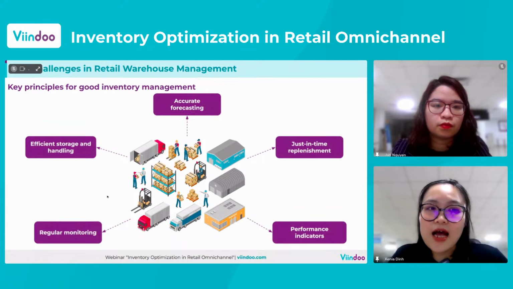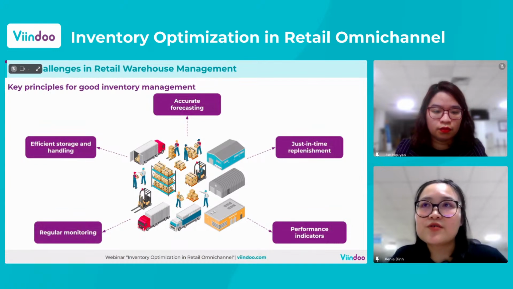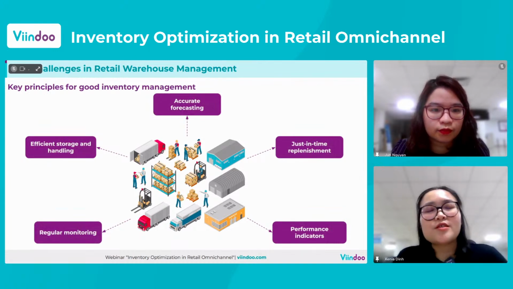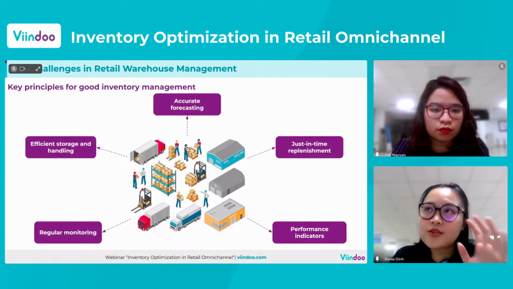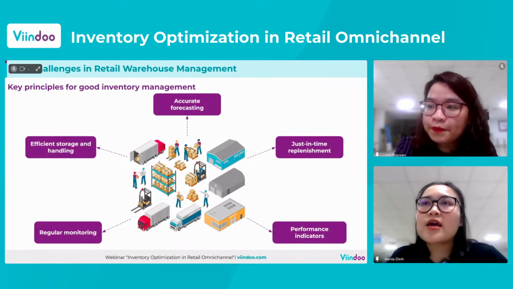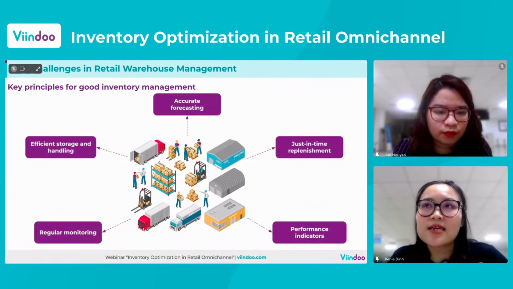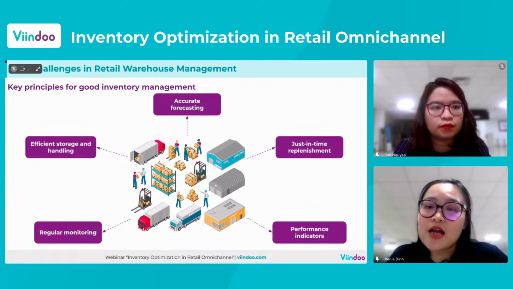And the last principle that we want to point out here is having performance indicators in place. So monitor your own KPIs such as inventory turnover rate, sell-through rate, and carrying costs to assess the effectiveness of your inventory management and make necessary adjustments as well.